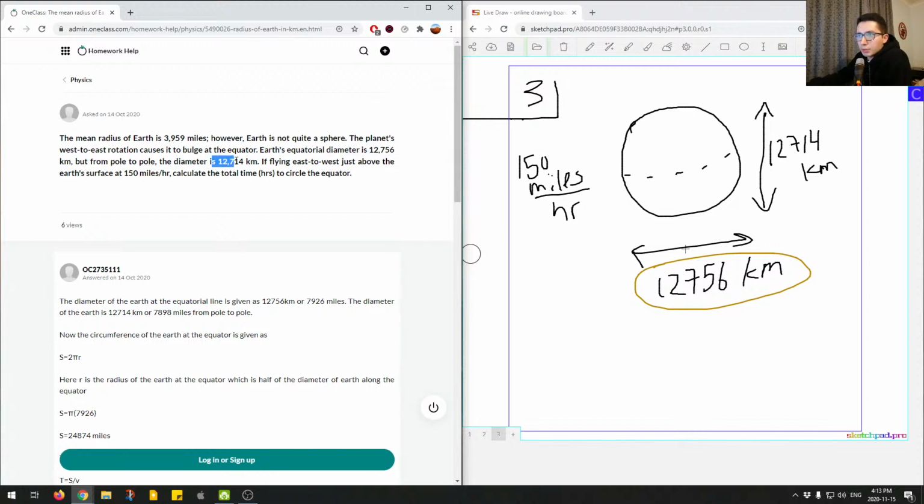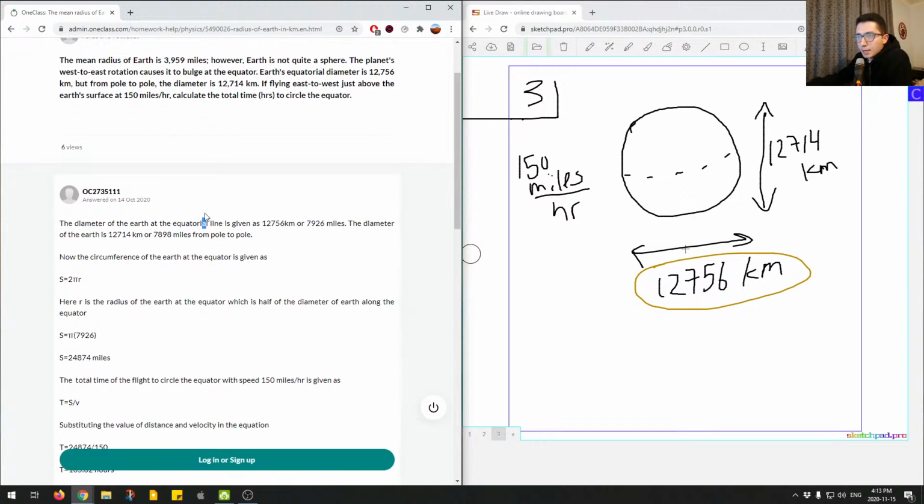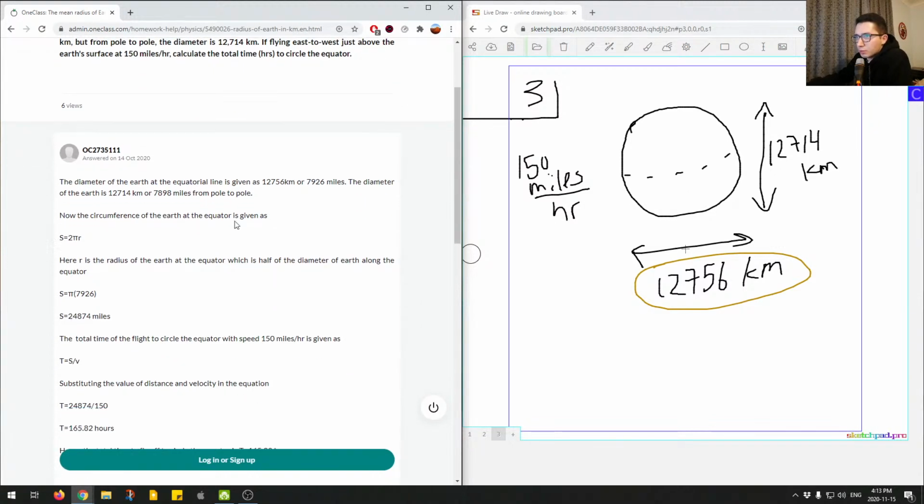We only really care about this, no, not this number actually, this number. Yeah, this is the number. We don't care about this number, pole to pole, we care about this number. That's what we're going to use in our calculations. So let's go through the junior tutor's answer before we complete the calculation.